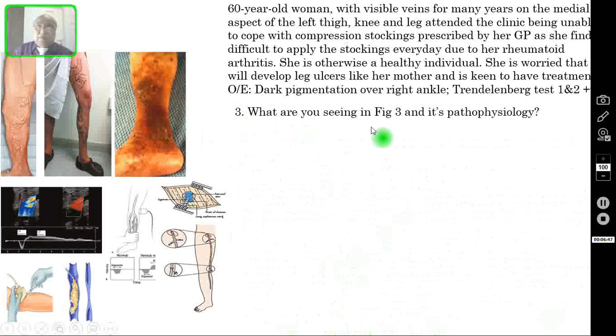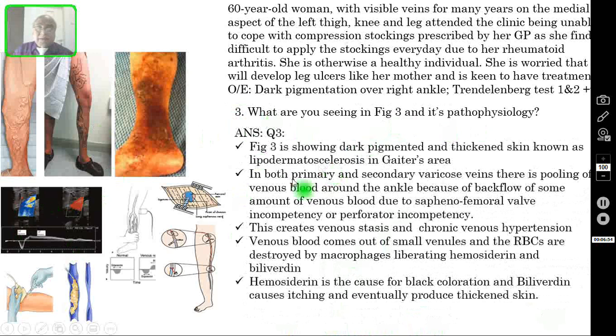Question number 3. What are you seeing in figure 3? This is figure 3 and its pathophysiology. The correct answer is figure C, showing the dark pigmented and thickened skin, which is known as lipodermatosclerosis in the gaiters area.